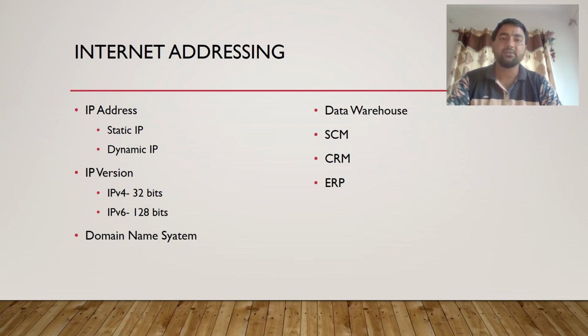Then comes data warehouse. A data warehouse is the centralized storage facility which is used to hold the data for a particular business organization. Then supply chain management is a software module which is used to manage the resources for a business. CRM is customer relationship management, which is a module to manage the relationship with the customers for the business. Then ERP, which we have recently discussed, is enterprise resource planning, to automate and manage the services and resources over the web.